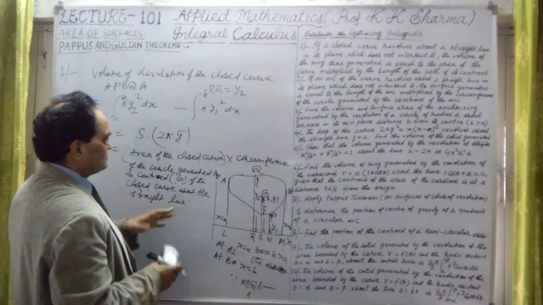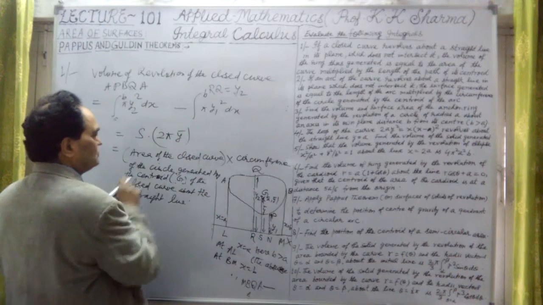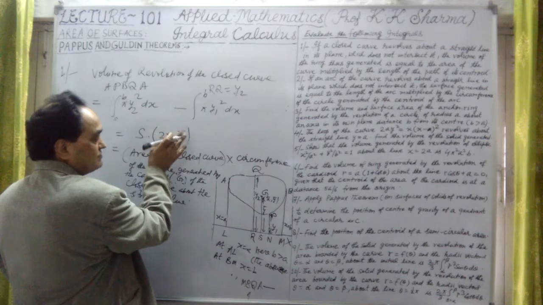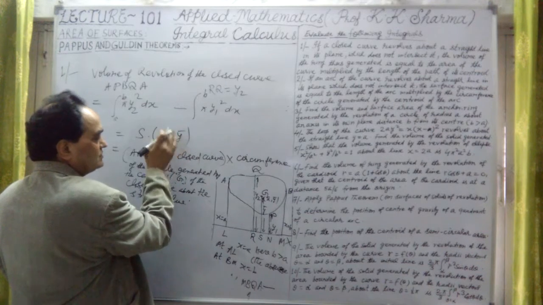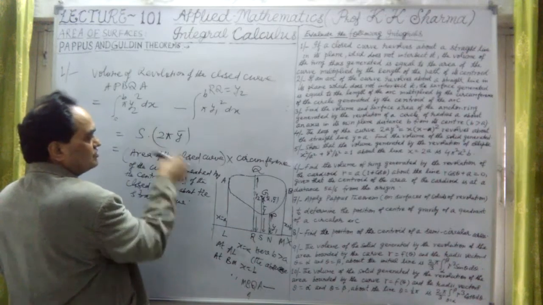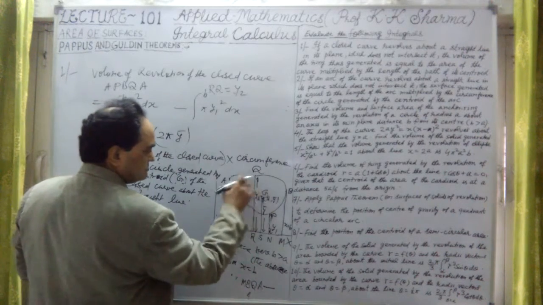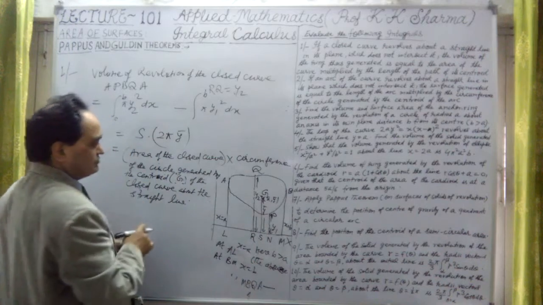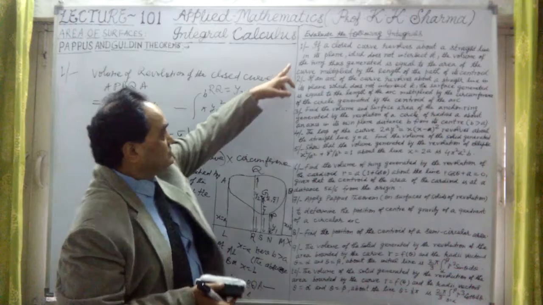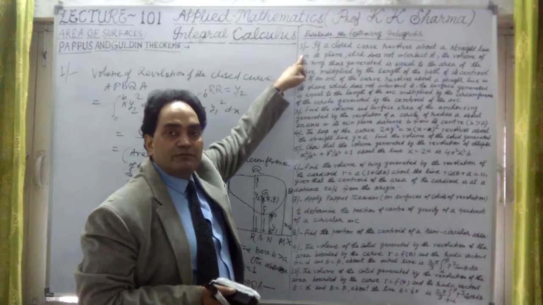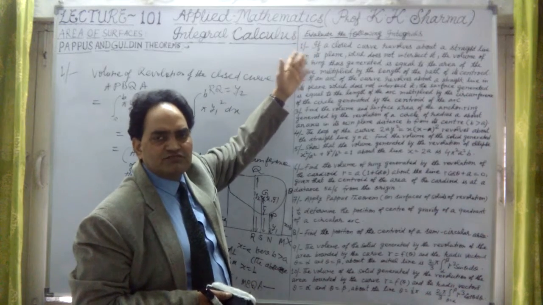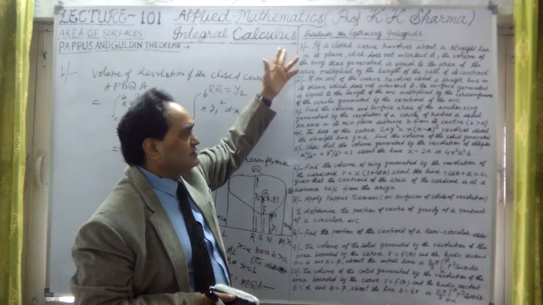So that is the question here. 2 pi y bar is the circumference of the circle generated by the centroid about this line, and S is the area of the closed curve. This S we have taken as the area of the closed curve. So that is the first theorem, the first theorem of Pappus and Guldin. I have taken this as first, or second is second, no problem.